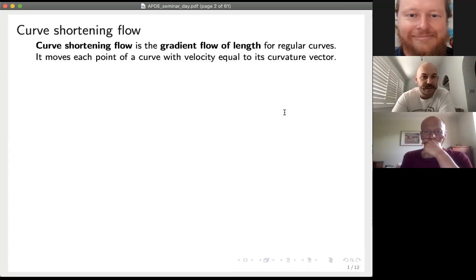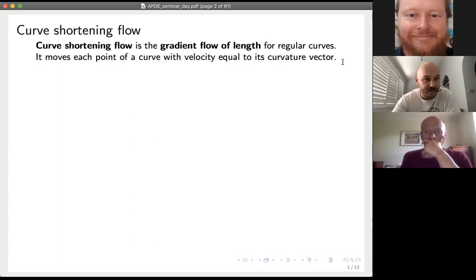We already saw a glimpse of curve shortening flow in an earlier talk today, Noah's talk. Just to recap, the curve shortening flow is the gradient flow of the length functional for regular curves. Whenever you have a notion of regular curve and length functional, curve shortening flow makes sense. In the classical interpretation, it moves your curve with the velocity equal to its curvature vector at each point.